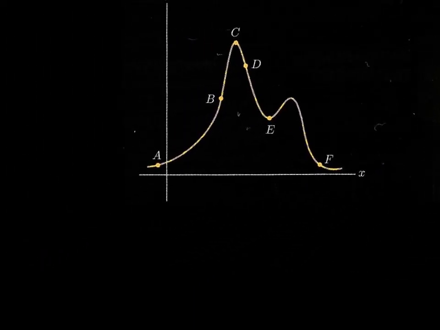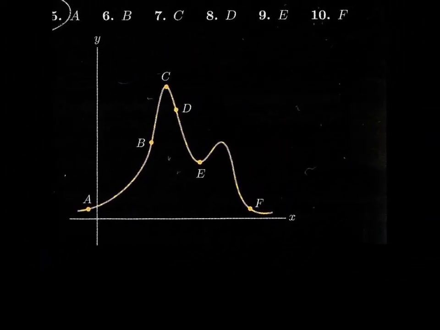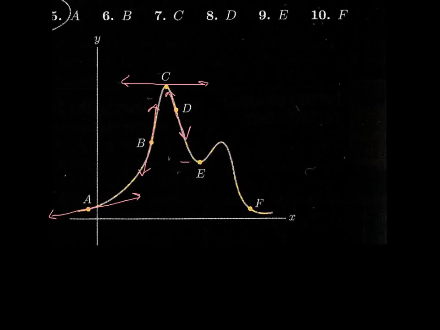Go ahead and start with position A. Going ahead and drawing that in. We have a tangent line there. For B, we have a tangent line there. For C, there's our tangent line. For D, for E, and for F.